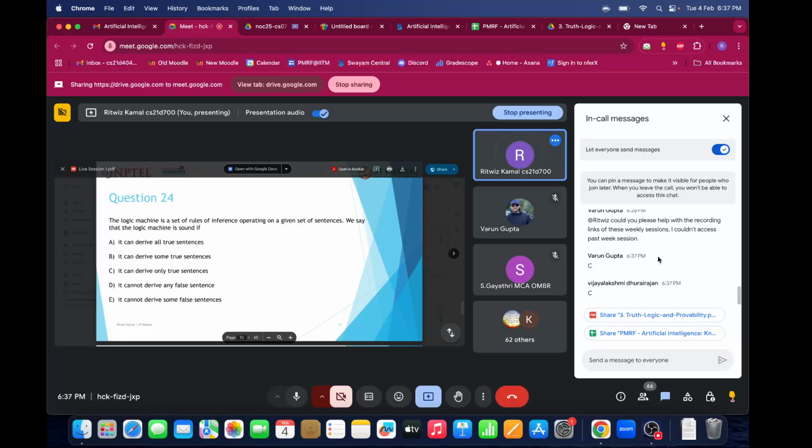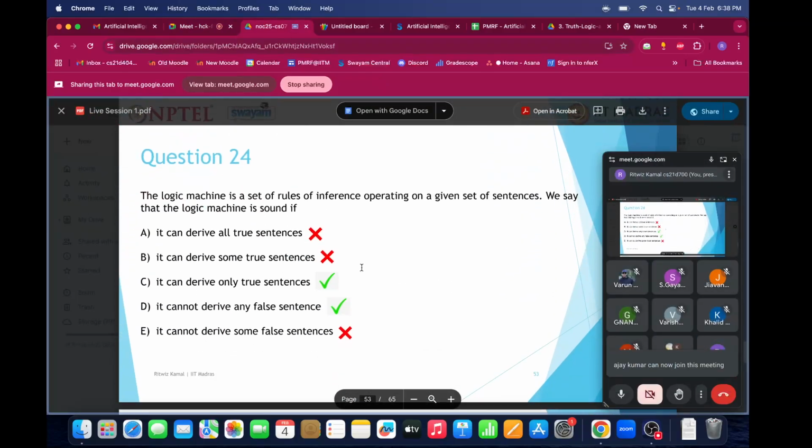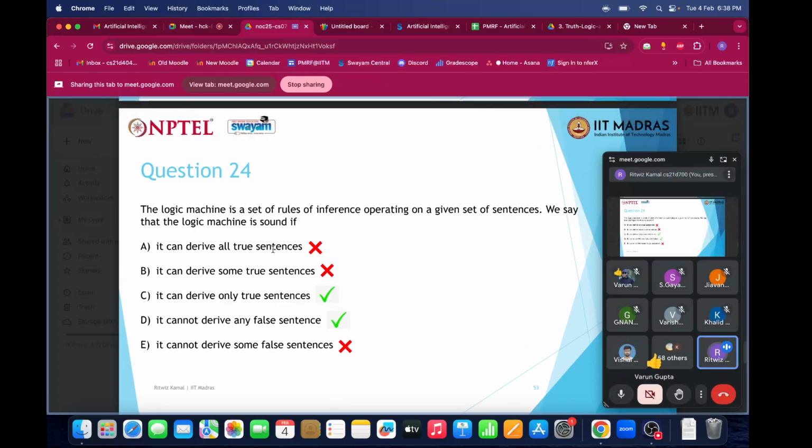And option D is also a restatement of option C itself, right? If a logical machinery can derive only true sentences, it cannot derive any false sentences. So that makes option D correct as well. What about A? Option A would refer to a logical machinery that is complete, not sound.